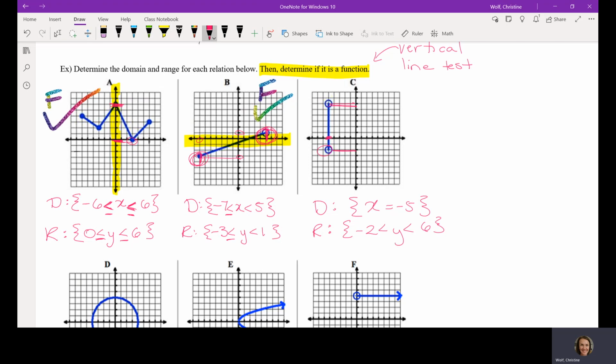All right, now vertical line test, is it a function? If I drew a vertical line through the graph, it touches in multiple spots. It touches every single spot I go to, right?